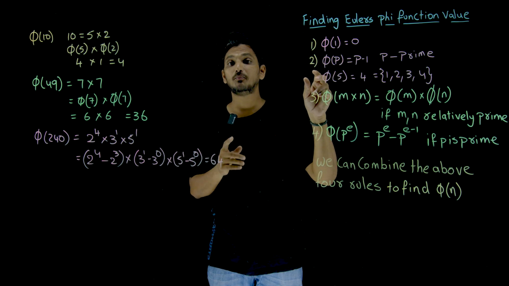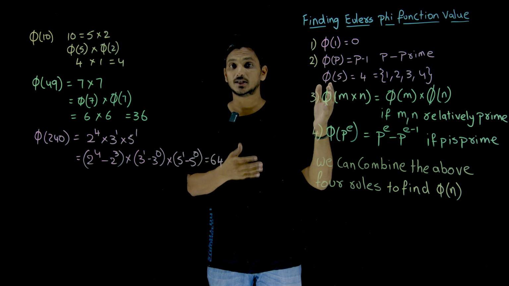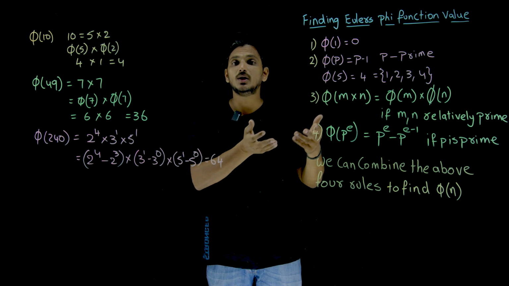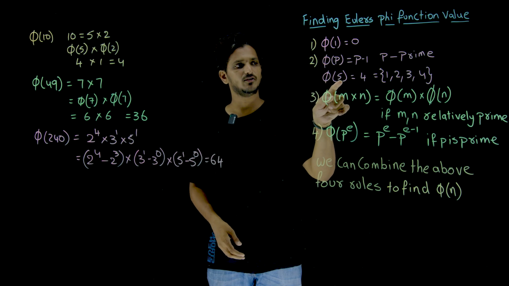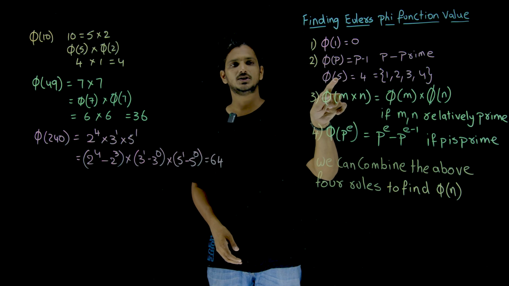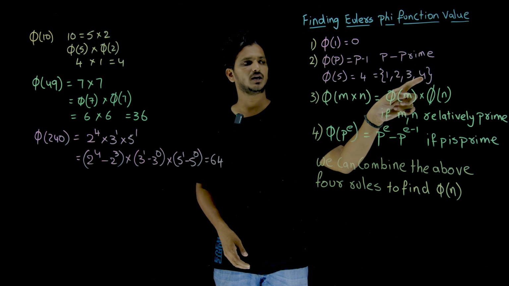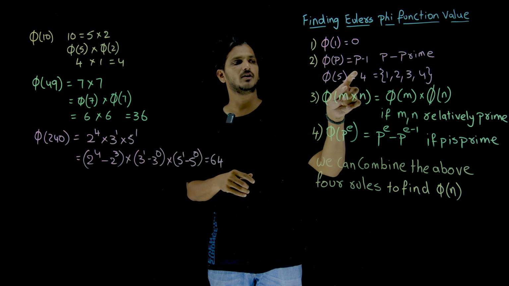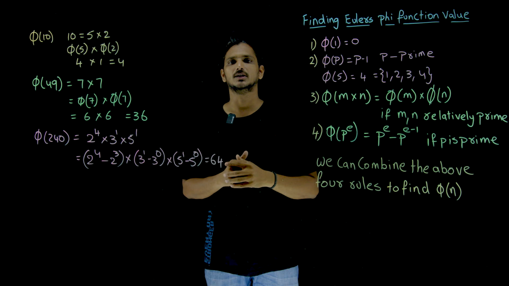Similarly, phi of p, if p is a prime number, then what is the Euler's phi function value? P minus 1. Yes, for a prime number, any number less than p is relatively prime to p, because p is a prime number. Let's take an example, phi of 5 is equal to 4. That is 1, 2, 3, 4. GCD of 5, 1 is 1. GCD of 5, 2 is 1. GCD of 5, 3 is 1. GCD of 5, 4 is 1. Because 5 is a prime number, phi of 5 is equal to 4. Phi of p is equal to p minus 1.